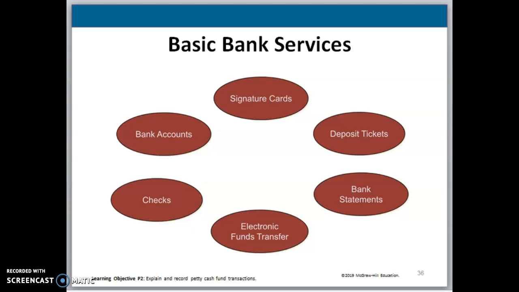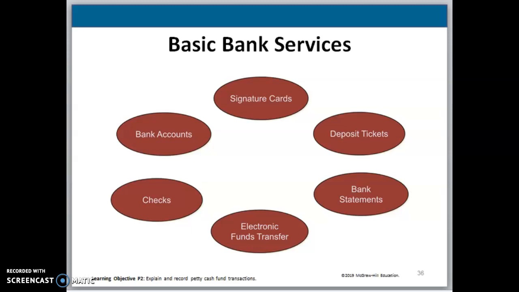All right, so as we lead into a little bit more with banking, let's talk about some of the banking services that we're going to have before we go into the bank reconciliation. So basic bank services, when we think about having a bank account, there are some things that we have to look at. First of all, we're going to use a bank account as a secure place for our cash rather than keeping all of our cash at the office, because that's not safe.